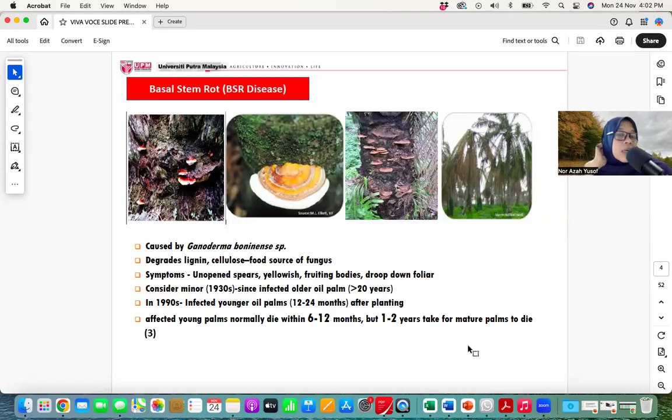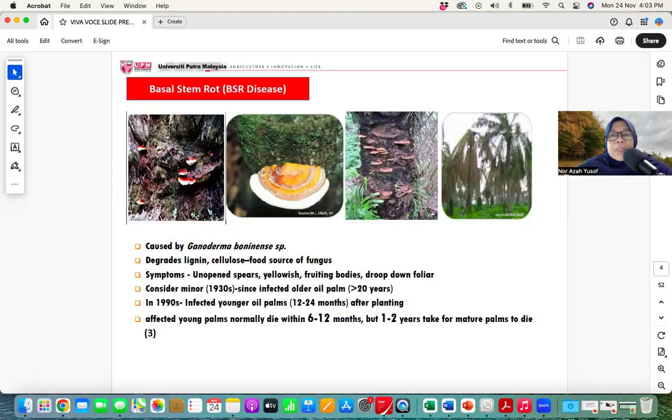Okay, I'm giving an example of how multivariate analysis is being used. This is related to our research on the Ganoderma issue in palm oil. Ganoderma causes the basal stem rot disease. This is how it looks, the extreme one where the fruiting bodies appear. And once the fruiting bodies appear, the tree can no longer be saved.